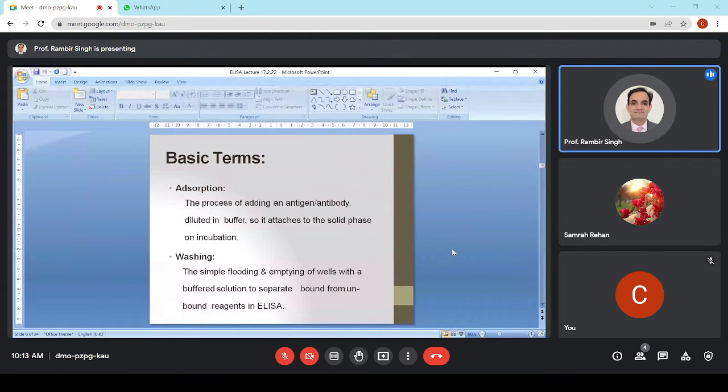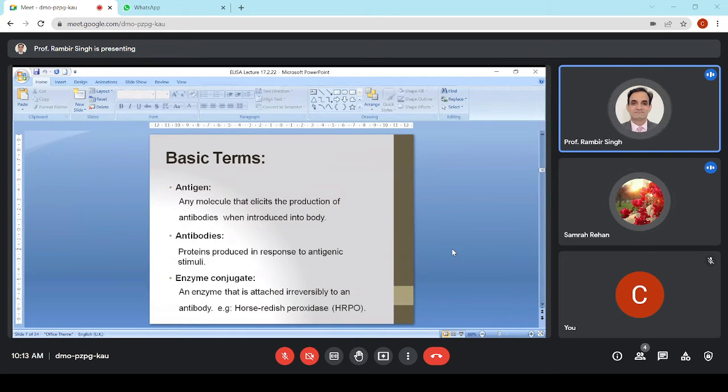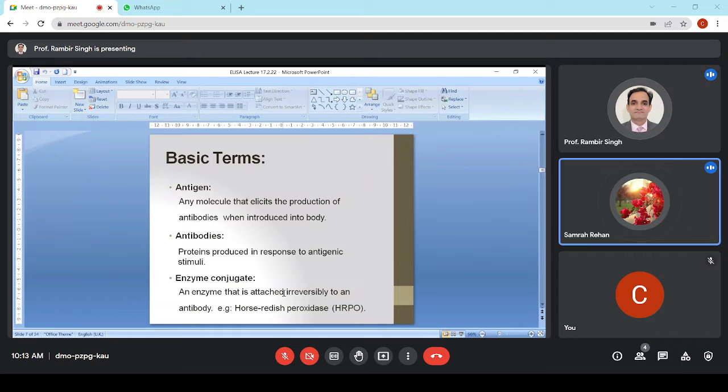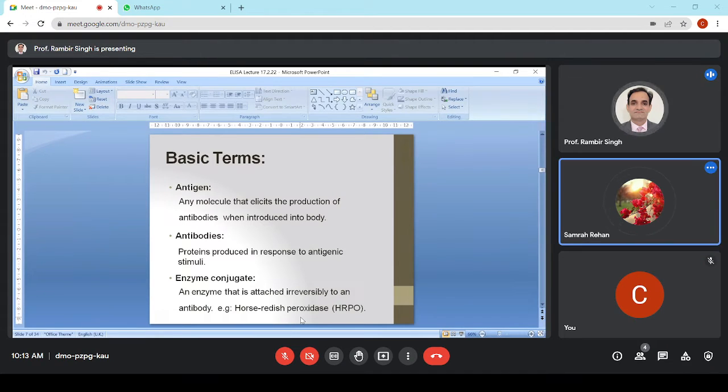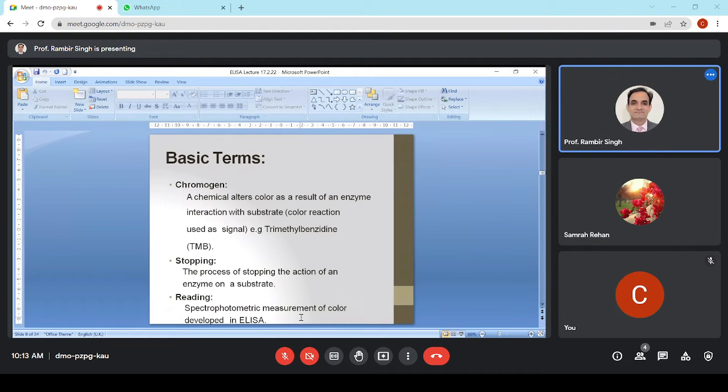Now what is done actually? First we wash the plate, so that any unbound antigen or antibody present in the well may be removed. Then we have the enzyme conjugates, antigen and antibody, which I already explained. The common enzyme conjugate is horseradish peroxidase, a common enzyme that is used for assay.